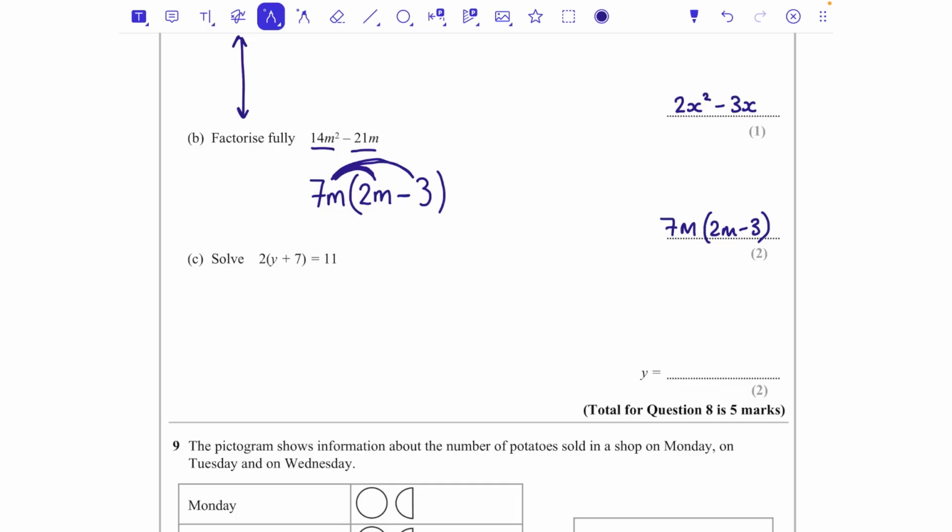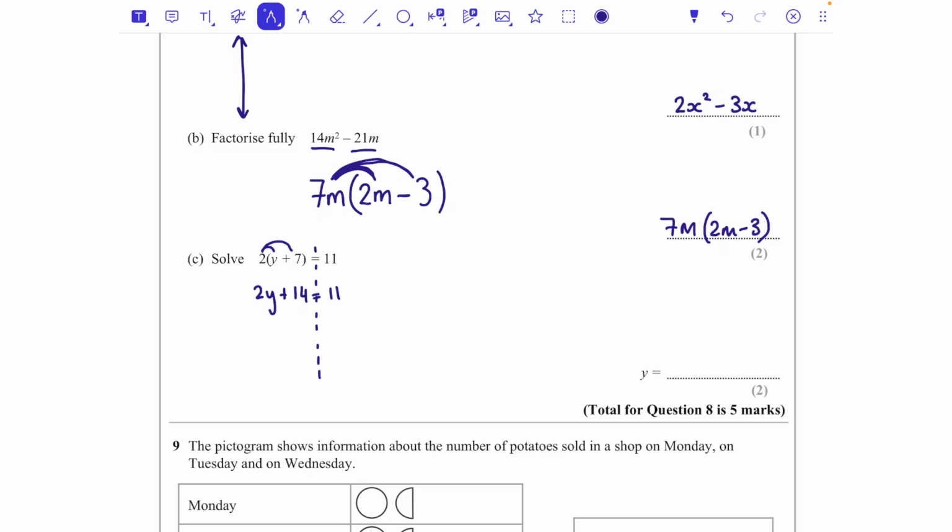Part C, and we're solving 2 brackets y add 7 equals 11. So when we're solving equations, we want to make sure we're viewing that equal sign as the middle of the equation, and what we do to one side, we're going to do to the other. So first thing I'm going to do is expand the bracket. 2 lots of everything in the bracket, so 2y add 14 equals 11.